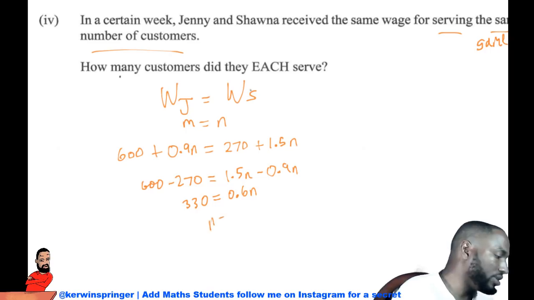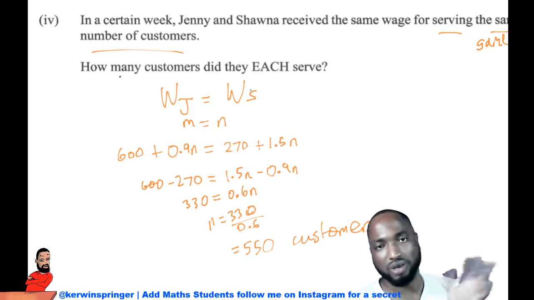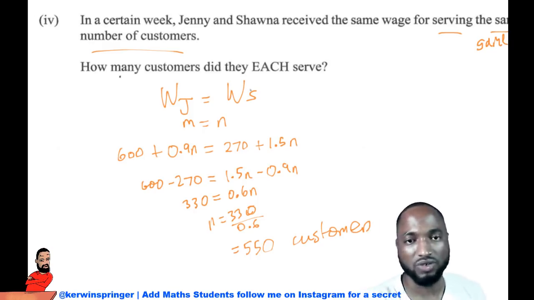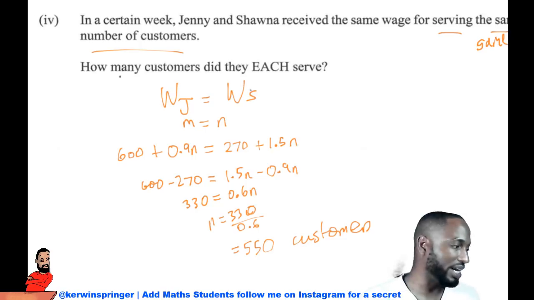So N is equal to 330 divided by 0.6. This answer is 550. And you'd want to write customers after your answer. Every time you write an answer, you must always think, what are we talking about? Dollars, whatever. Here we're talking about customers, so it's 550 customers. And that was the end of that.